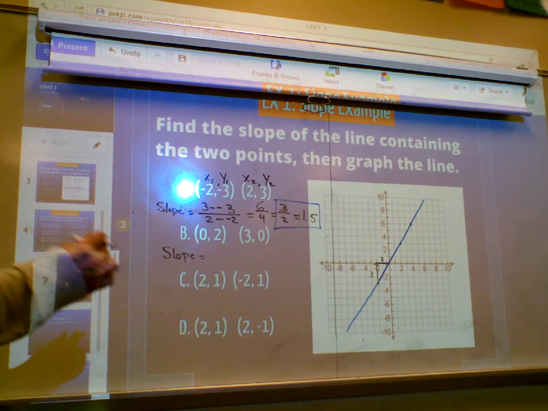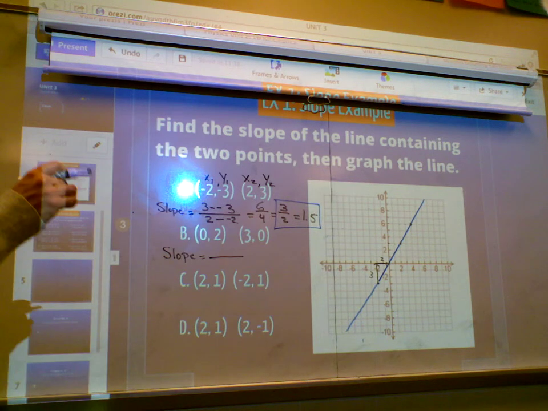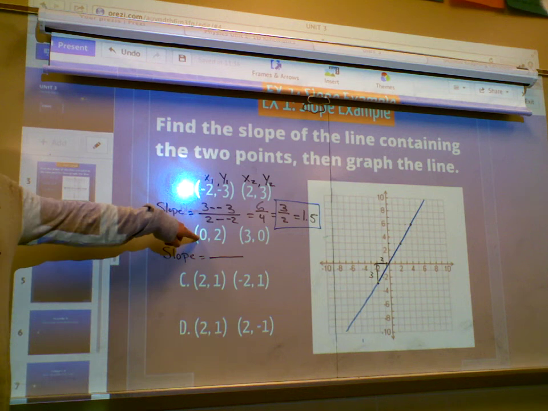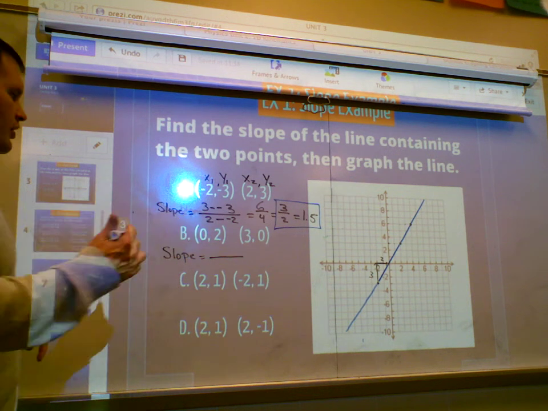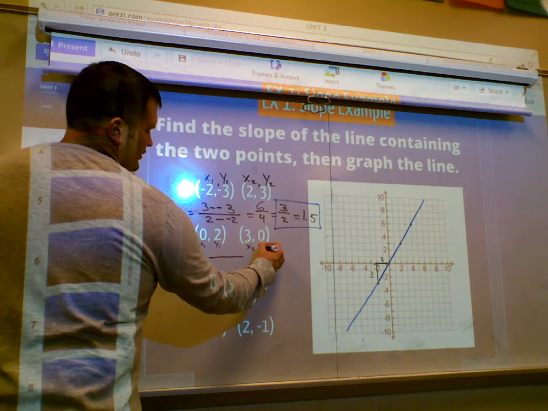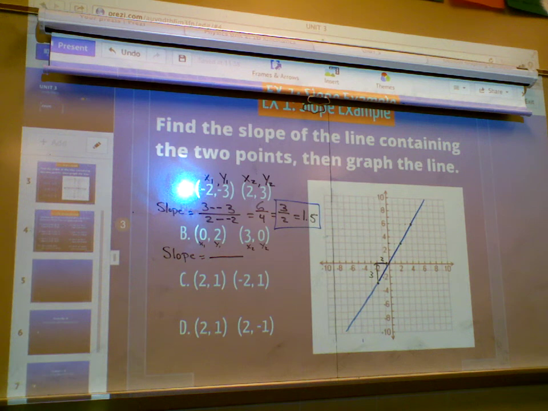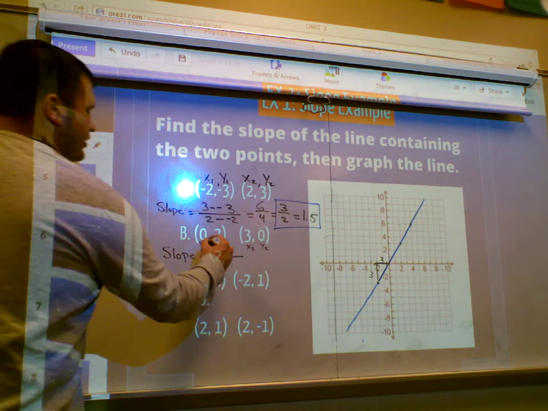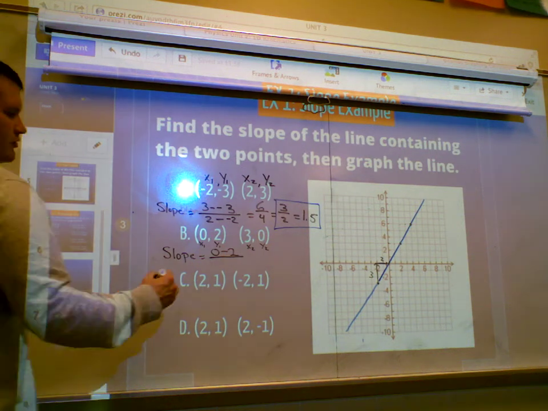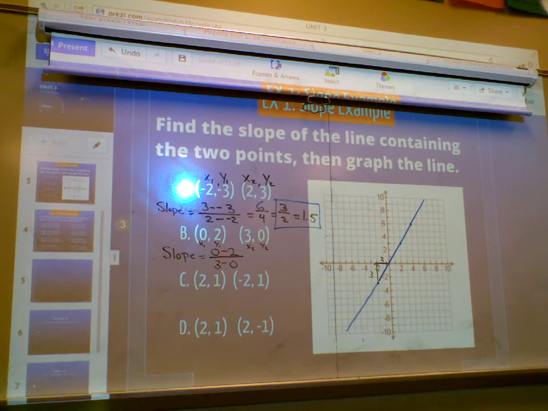Alright, so someone help me out. What's the top look like? Well, first, which one do you guys call 1? Is (0, 2) 1, or is this 2? 1. So that means that this is x1, y1, x2, y2. Okay. So then what's the top of this equation look like? 0 subtract 2. So 0 subtract 2 over 3 subtract 0. Okay, does that make sense, guys?